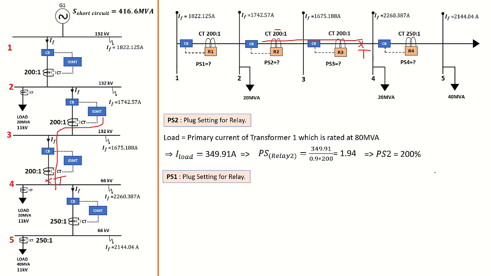Now the next one is to calculate the plug setting for relay 1, PS1. Now it gets a little interesting, because even though we still have the same primary current flowing there, remember there is something else attached to busbar 2. There is another load of 20 MVA here. That load is also being seen by relay 1, which means we're going to have two currents.